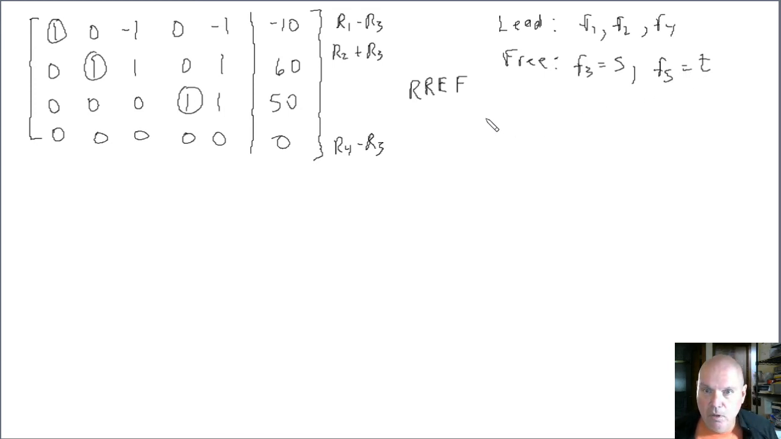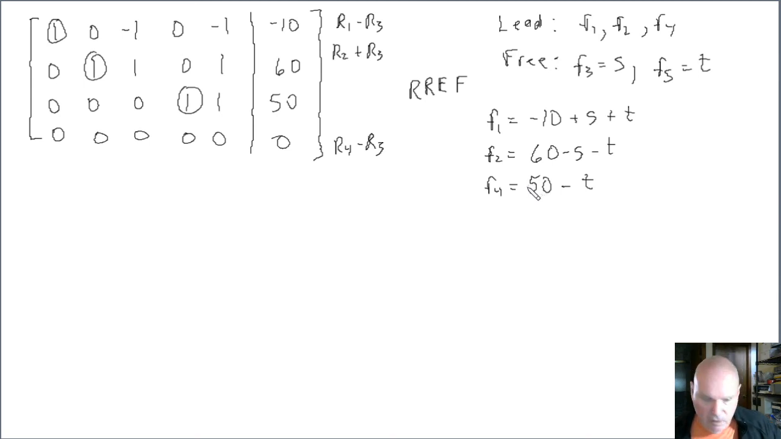So now I can solve for F1. From my first row, I'm going to have F1 minus F3 minus F5 is equal to a negative 10. So if I solve for F1, I'm going to get minus 10 plus F3, which is S, plus F5, which is T. And then for F2, similarly, I'll have 60 minus S minus T. And for F4, the remaining lead variable, I'll have 50 minus T.